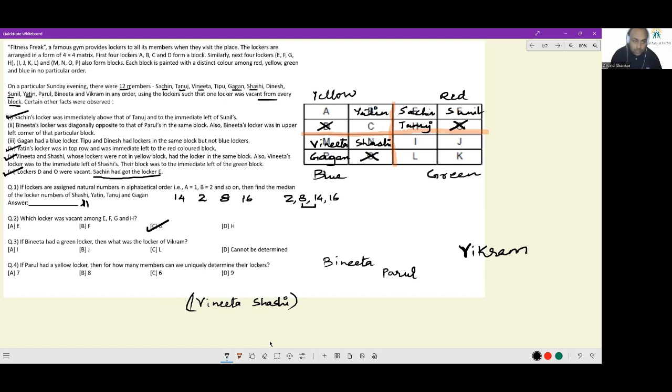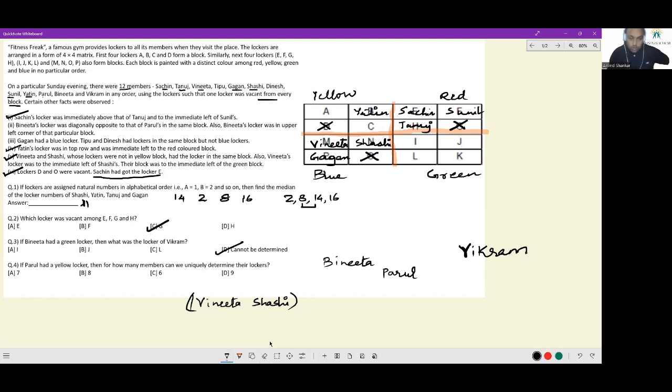If Binita had a green locker, then what was the locker of Vikram? We are not looking for a green locker. We are looking for the locker name for Vikram. We can't be certain. We can fit Binita here. We can fit Parul here. But Vikram can be at L or J. Both these possibilities exist. Therefore, the answer has to be cannot be determined.